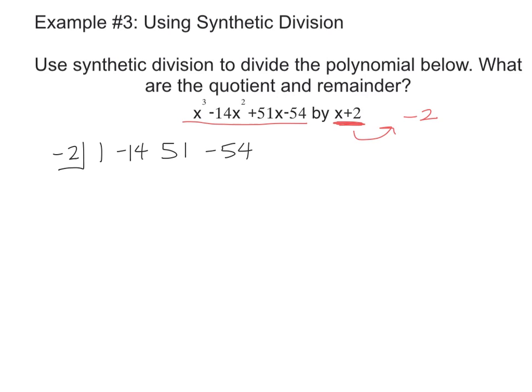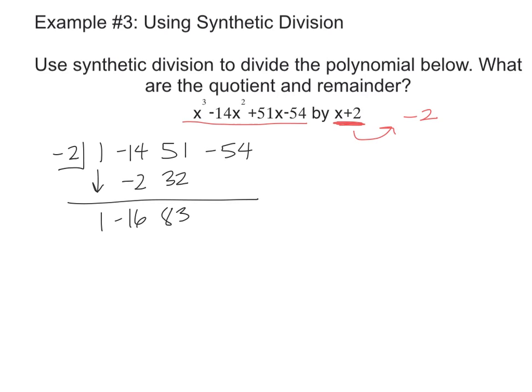Okay, so to go through the synthetic division process, you always bring down your first term. So our first number here is 1, and then you multiply. So -2 times 1 will give you -2. So you're always multiplying diagonally and you're adding and subtracting vertically. So -14 plus -2 gives us -16. Now we start over. -2 times -16 is +32. And then I add vertically. So 51 and 32 makes 83.